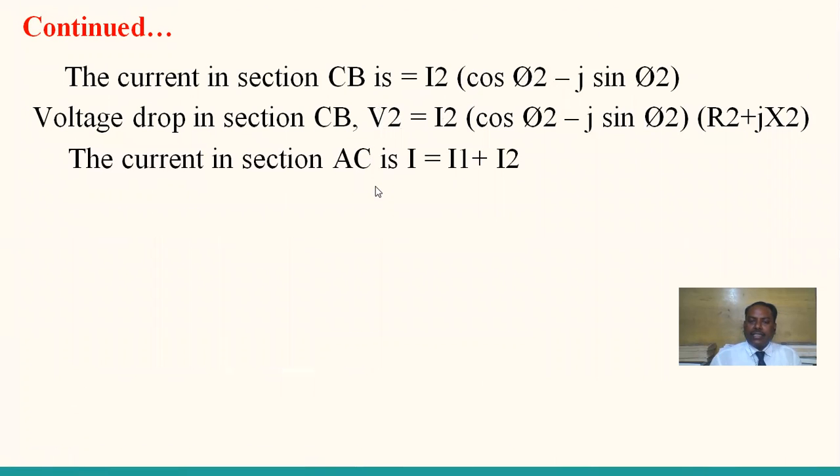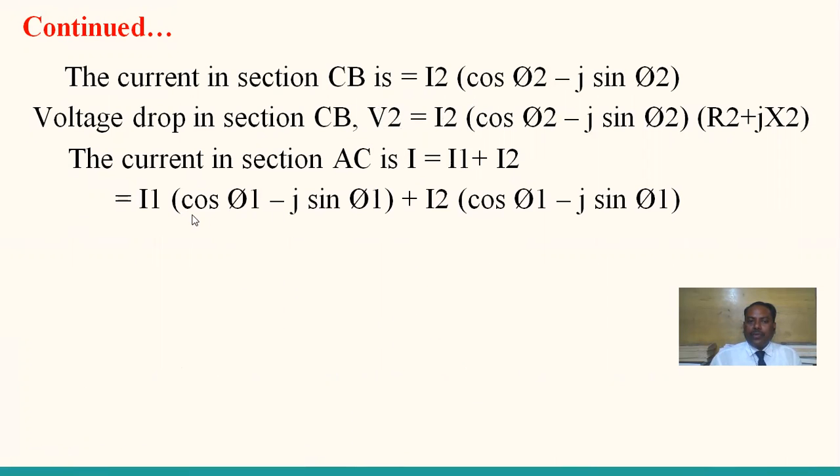Similarly, the current in section AC, denoted as I, is equal to I1 plus I2. And I1 is equal to I1 cos φ1 minus j sin φ1 plus I2, cos φ2 minus j sin φ2. I2 is the cos φ2, it's not φ1. So the combination of I1 plus I2 can be written as the total current I into cos φ1 minus j sin φ1.